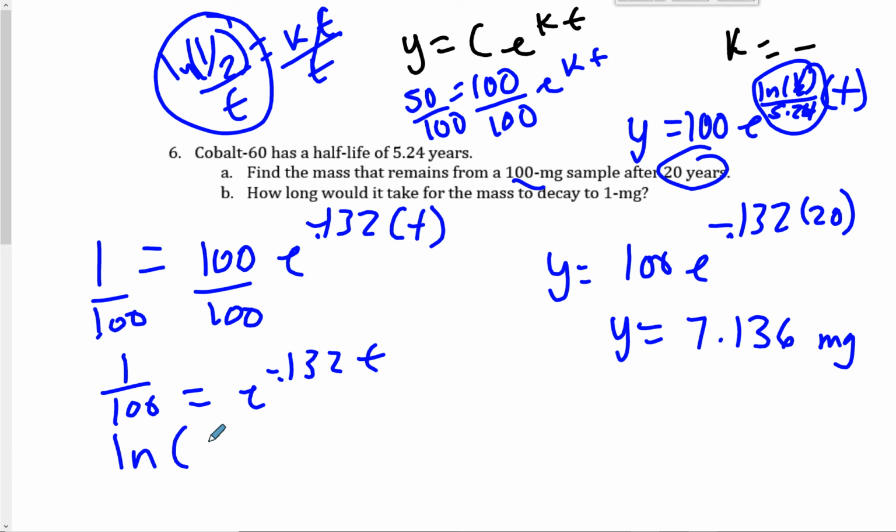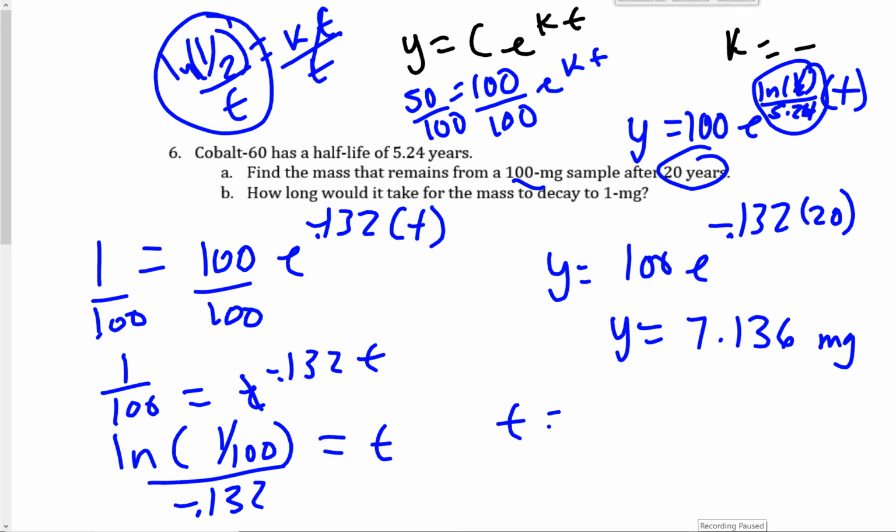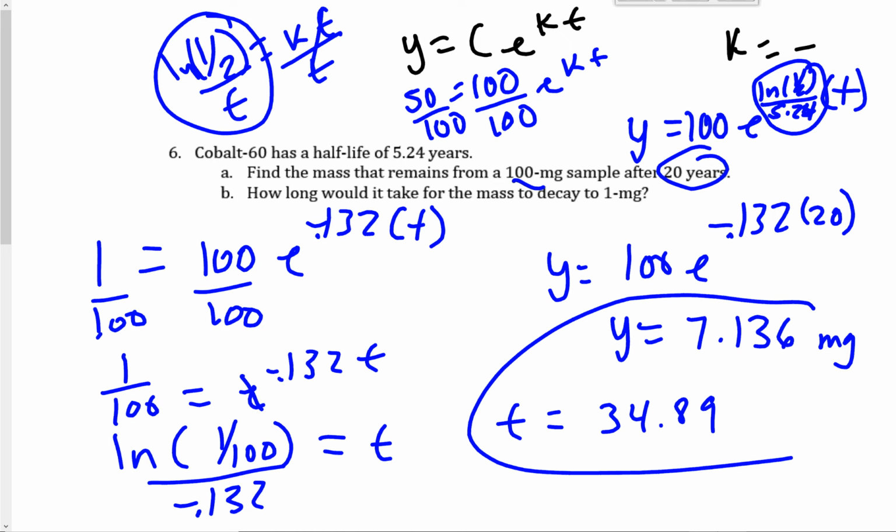Take the ln of both sides. And then I'll divide by my K, because when I take the ln of this, that's gone. So I divide by my K, 0.132, and T equals 34.89. So about 35 years. That's how long it's going to take to get to 1 gram if I have cobalt 60.